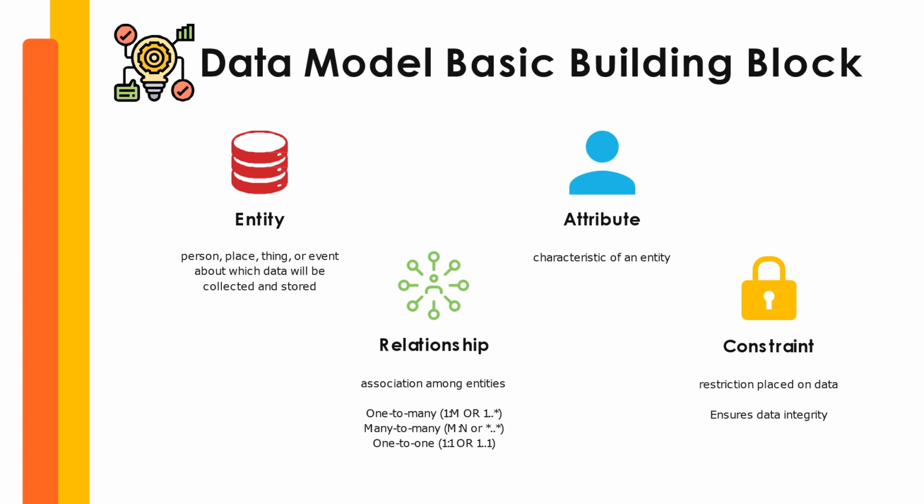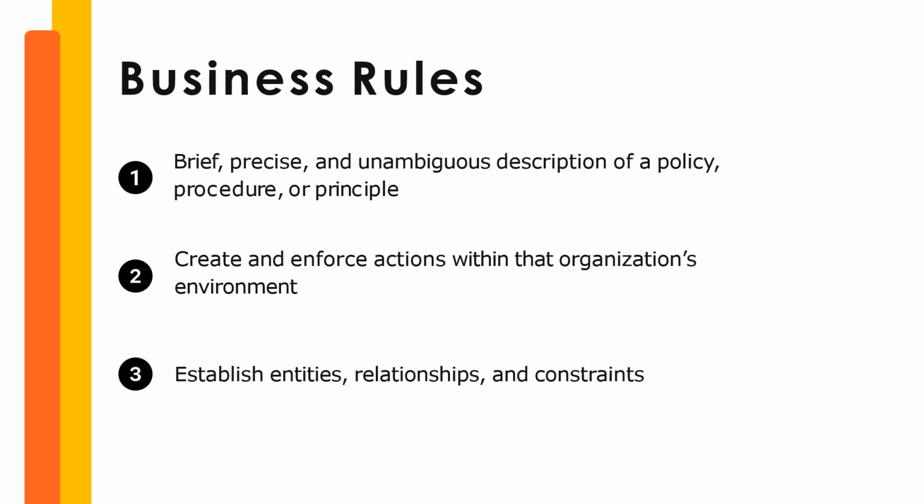Now let us talk about business rules. Business rules are a brief, precise, and unambiguous description of a policy, procedure, or principle. They create and enforce actions within that organization's environment, and we are using these business rules to establish our entities, the relationships of the entities, and the constraints that we are going to implement in our data models. So when we are creating a data model, we are making use of the business rules as a guide in establishing the entities, relationships, and constraints.